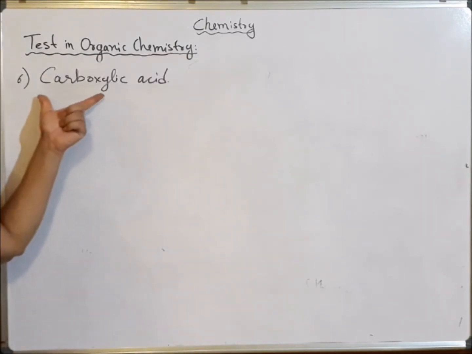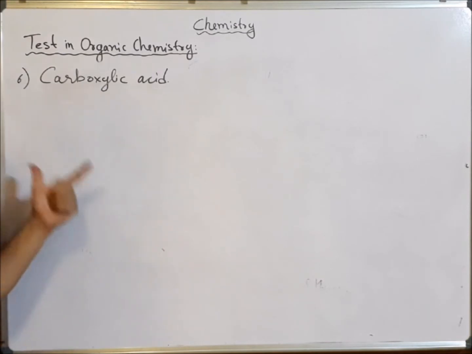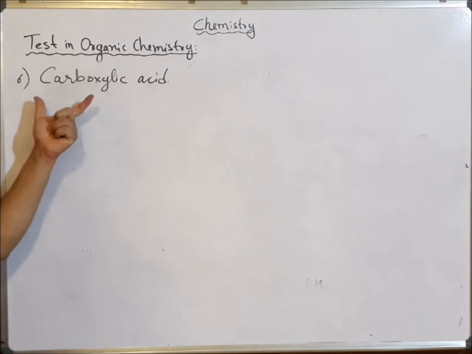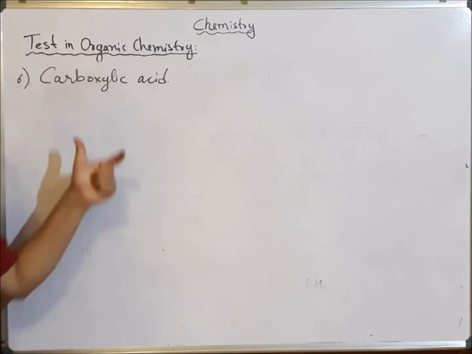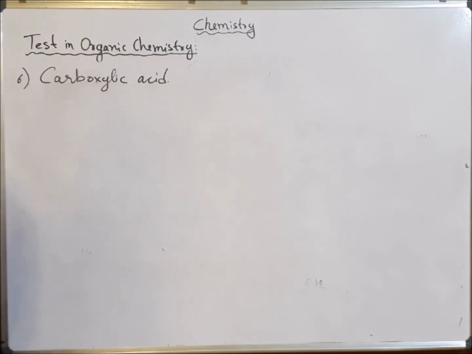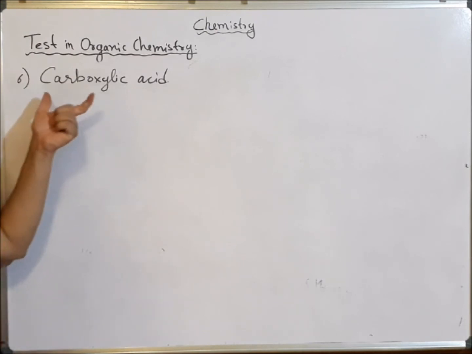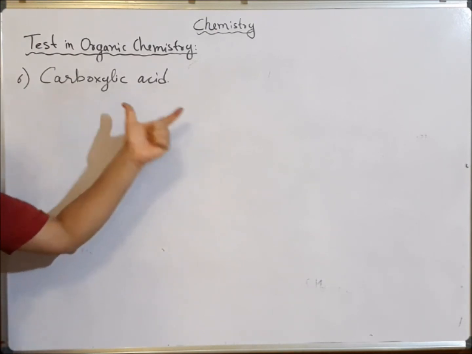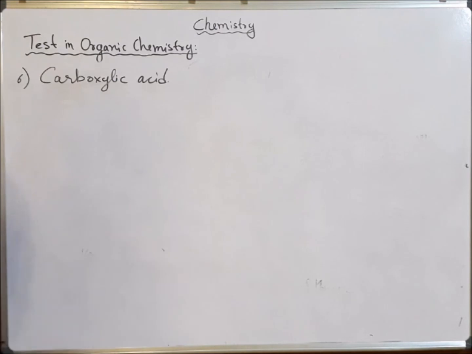The next is carboxylic acid. How do we distinguish between carboxylic acid and other organic molecules? The main test we can do is the sodium bicarbonate test. If we react a carboxylic acid compound with sodium bicarbonate, carbon dioxide gas will be released, so we can see effervescence.